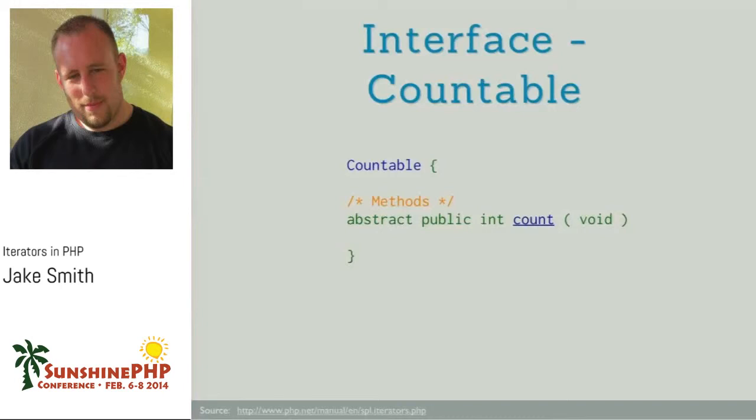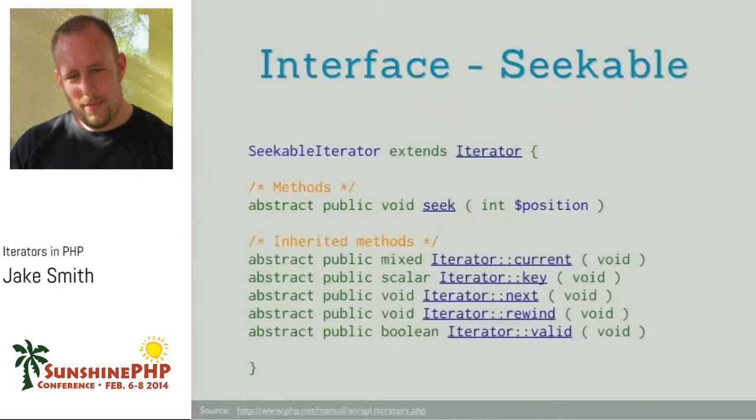So if you implement countable, you can actually return what the count is for the iterator you're working with. So it's very important, at least to me, that you use countable and then SeekableIterator. This interface allows you to send it a key and say, hey, take me to this specific element in this iterator.